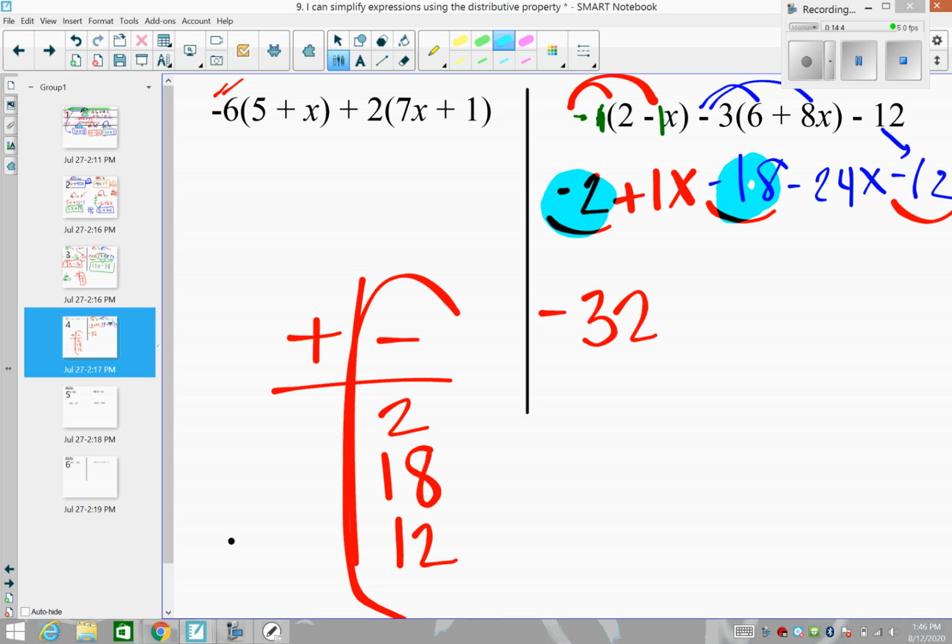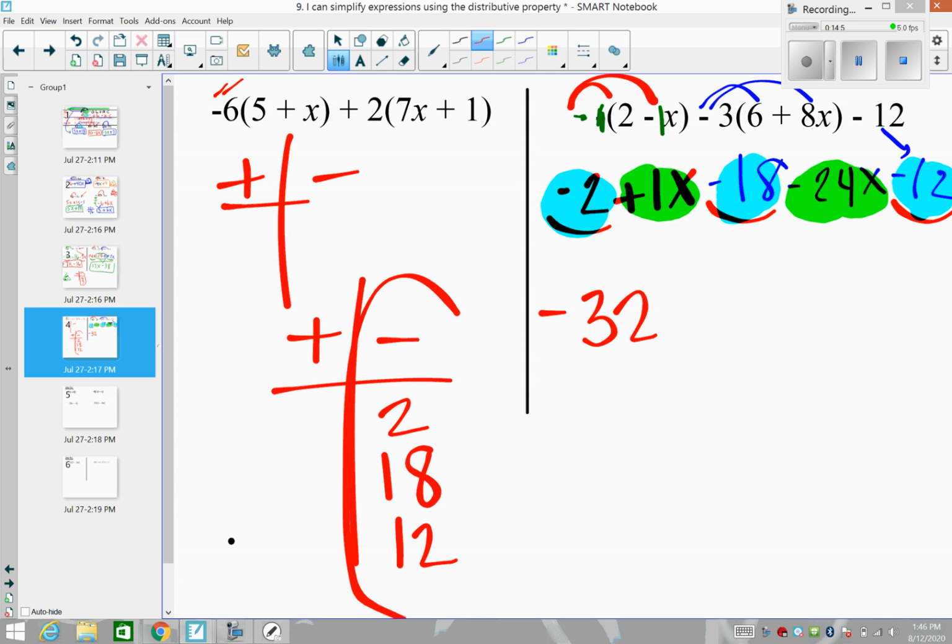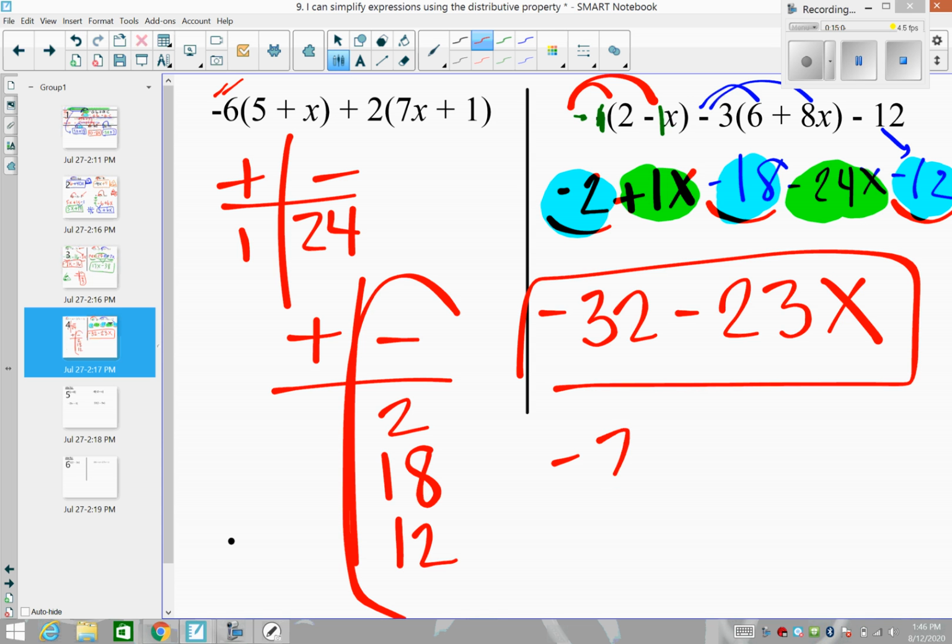Combine like terms. And then that leaves me the x's on the same team. So if I tug of war those x's, we have 1x on team positive and 24 x's on team negative. That means it's a negative 23. Put the x back. Now you could also write that in the other order and still have a correct answer. Any order is fine because it's the commutative property.